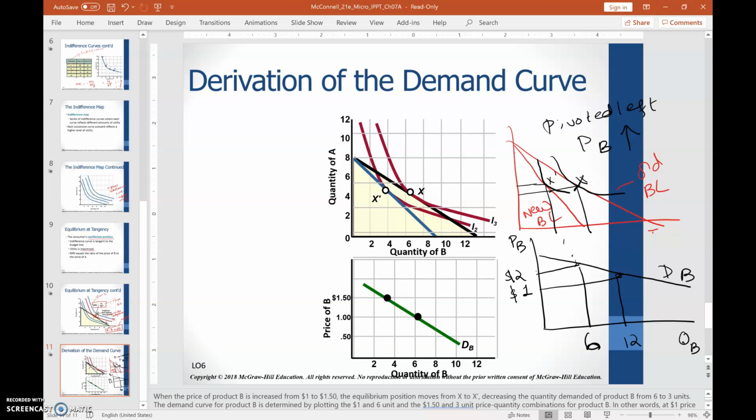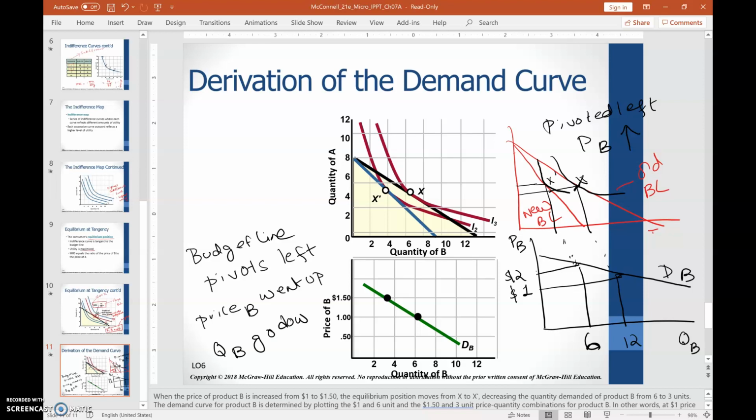So the equilibrium is where the budget line is cutting the indifference curve, and we can use this concept to find the demand curve. Let me just do it this way here. When we have the budget line, this one just pivots to the left because the price of the good in question went up. The quantity of B will go down, and we will have our demand curve.